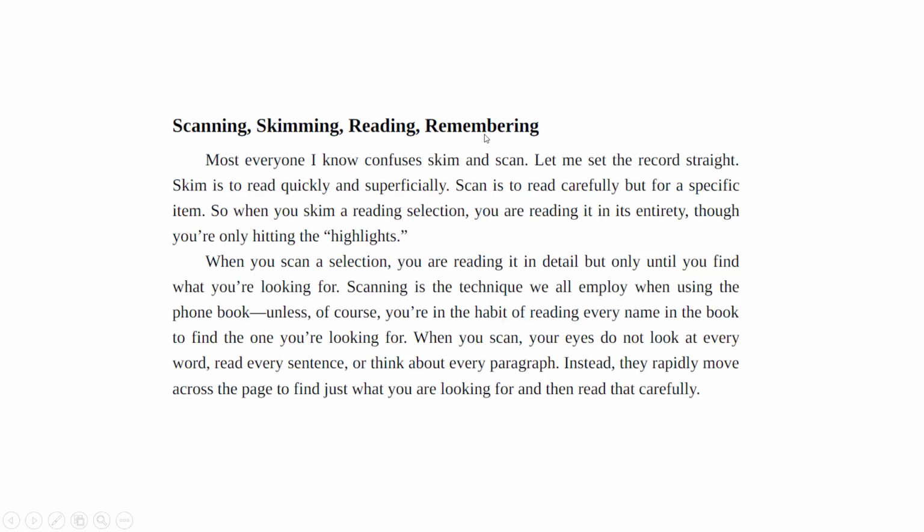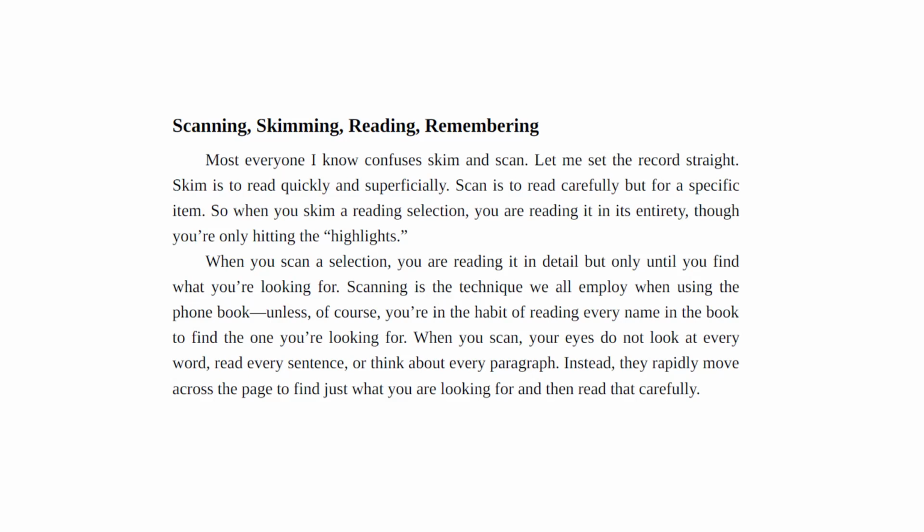Scanning, skimming, reading, remembering. Most everyone I know confuses skim and scan. Let me set the record straight. Skim is to read quickly and superficially. You're not trying to understand the whole page. Scan is to read carefully, but for specific items. So you're looking for the main points only. So when you skim a reading selection, you are reading it in its entirety, though you're only hitting the highlights. When you scan a selection, you are reading it in detail, but only until you find what you're looking for.